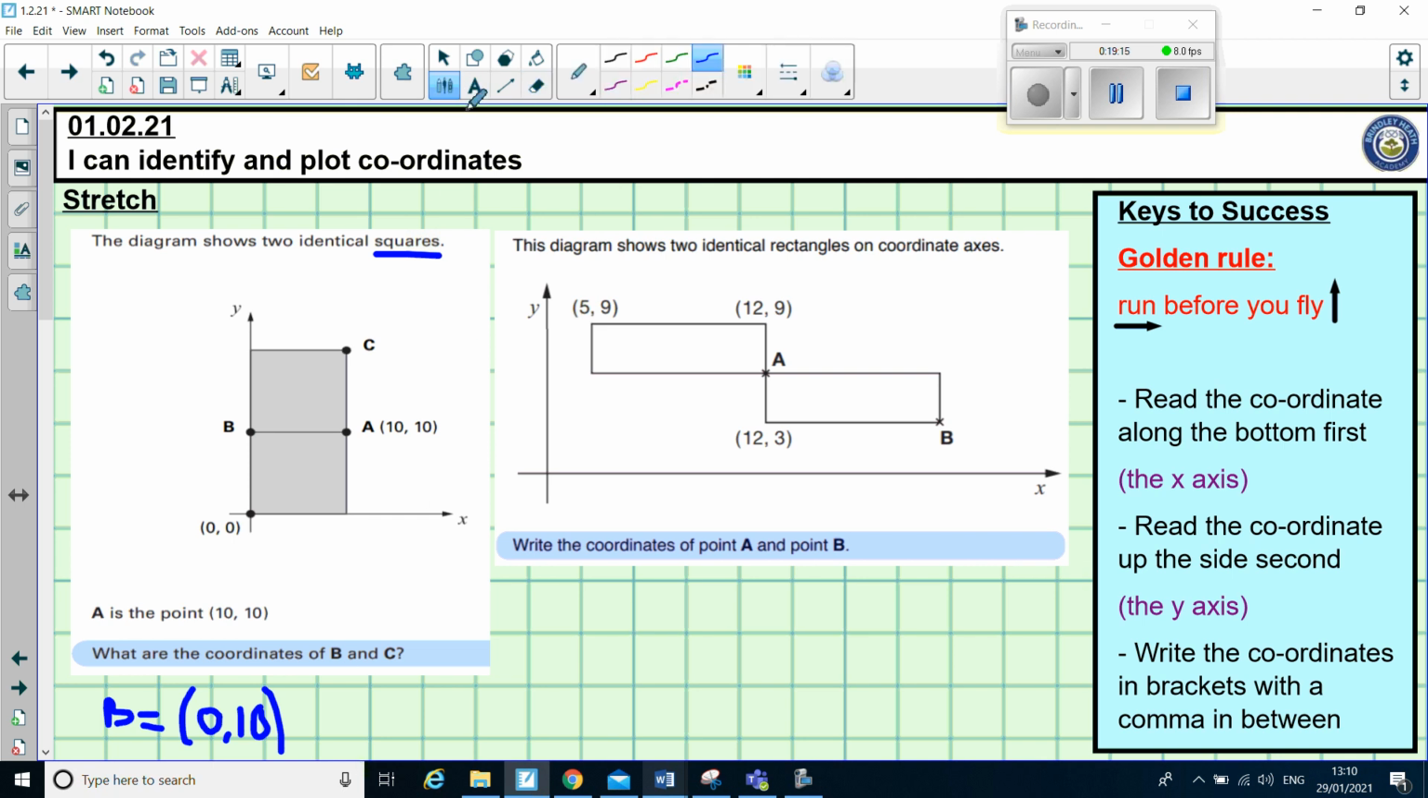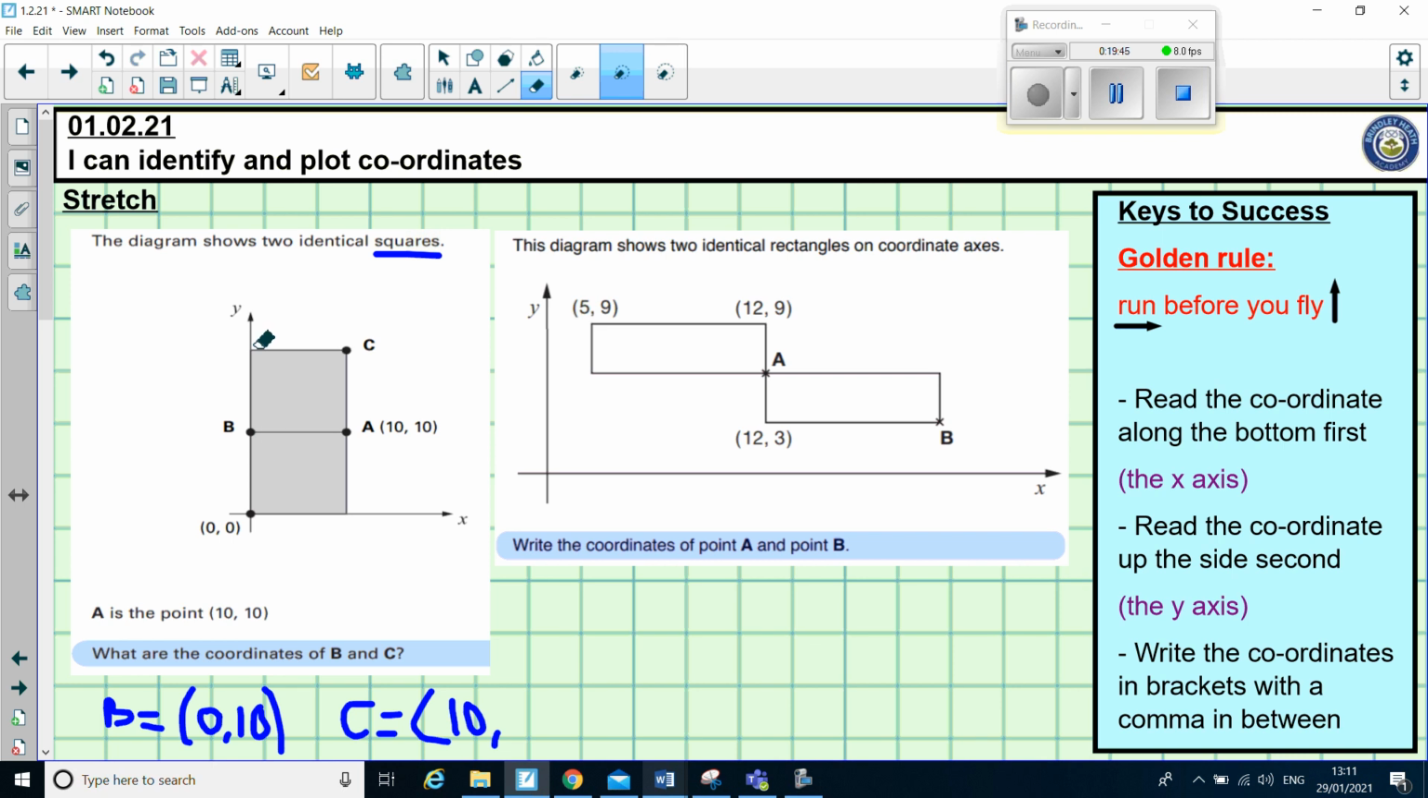I'm going to do exactly the same. First of all, I'm going to think about the x-axis, and then I'm going to think about the y-axis. So, point C, along the x-axis, how far along this axis is it? Well, it's exactly the same far along the x-axis as point A was. And point A was 10 along the x-axis. So point C must be 10 along the x-axis. Now I'm going to think about how far up the y-axis it is. How high up does it go?